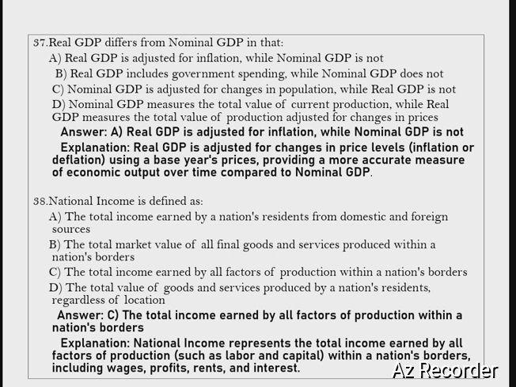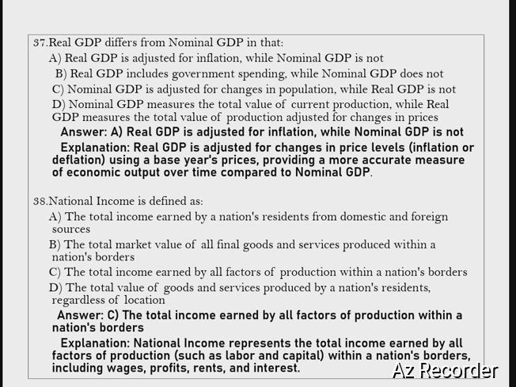Option D, nominal GDP measures the total value of current production while real GDP measures the total value of production adjusted for changes in prices. Correct answer is option A. Explanation is, real GDP is adjusted for changes in price level using base year prices, providing a more accurate measure of economic output over time compared to nominal GDP.